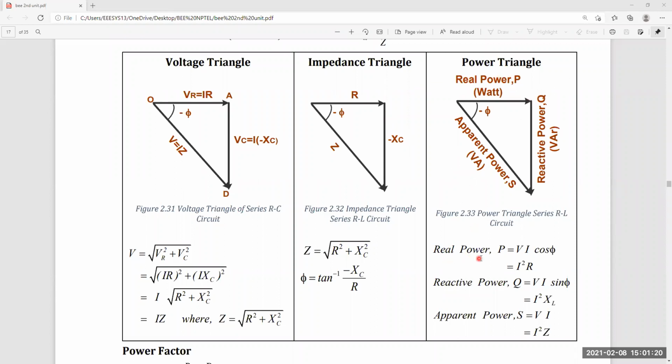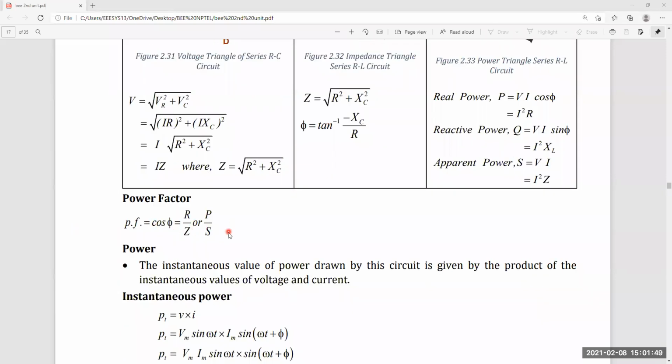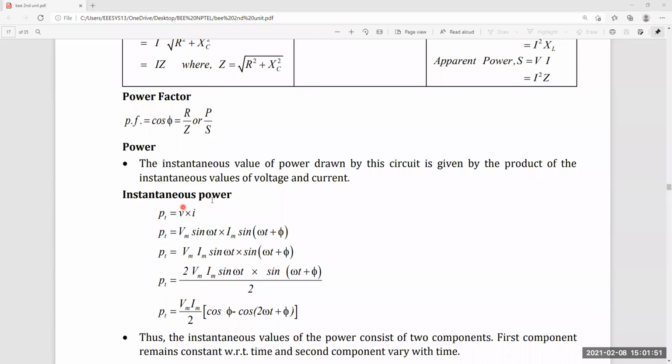Real power P is equal to V I cos phi, that is I square into R. Reactive power is V I sin phi, that is I square into XL. The real power is dealt with by the resistor and the reactive power is dealt with by the reactance. Apparent power S is equal to V into I, also called complex power. Since V is equal to I into Z, we get I square into Z. Then cos phi is equal to R by Z or P by S. These are the instantaneous powers.